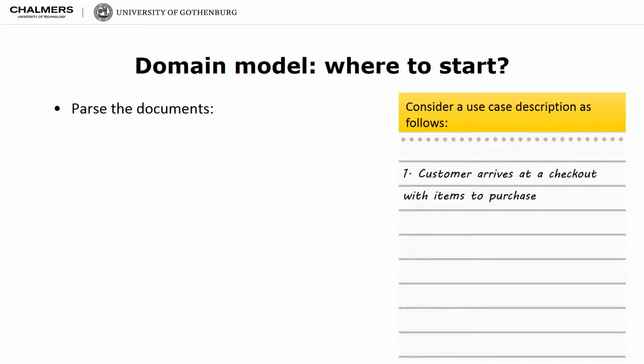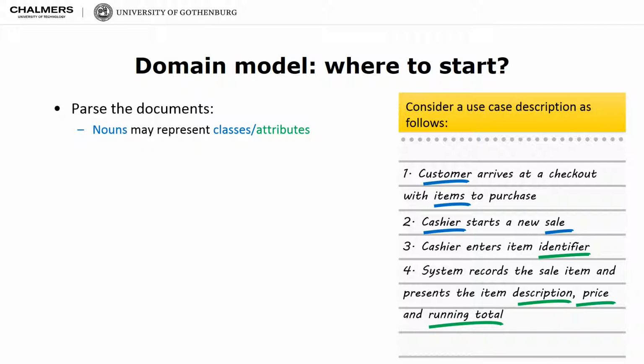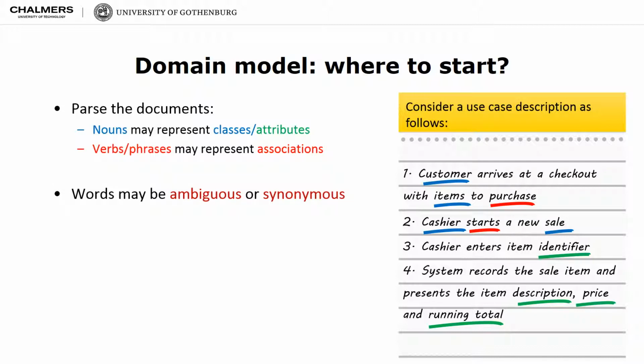Once you have gathered the necessary documentation, you can analyze it and parse the documents in order to identify the elements of your domain model. For instance, nouns in the documents very often translate to classes and attributes in your domain model, while verbs and active phrases translate to associations. However, you have to be careful because sometimes words may be ambiguous, or a couple of words or more words can be synonyms of the same concept in your domain model.